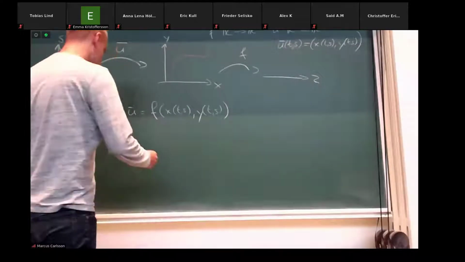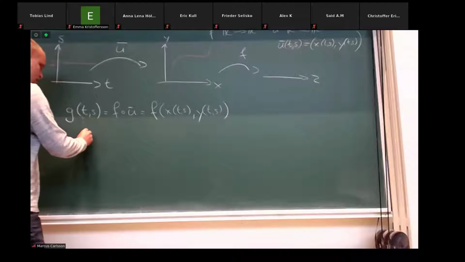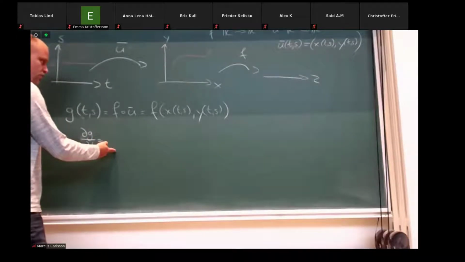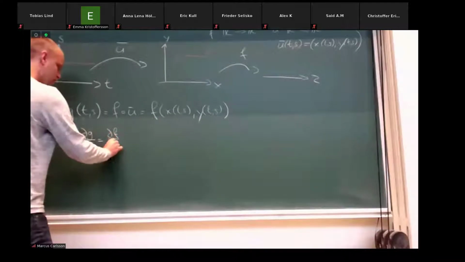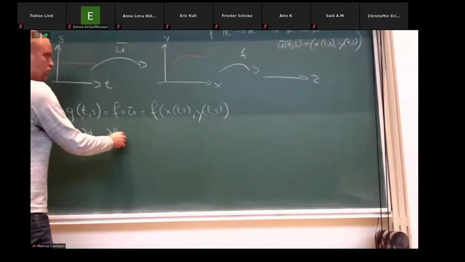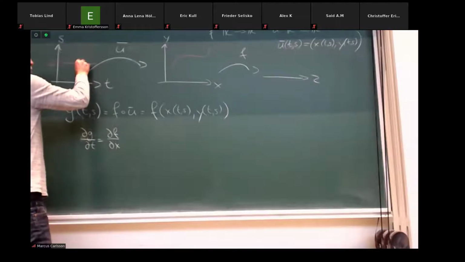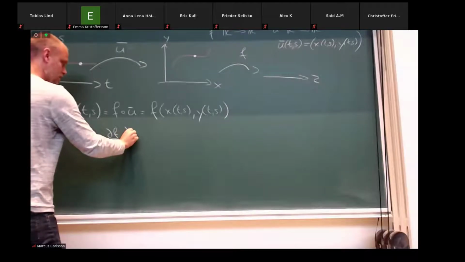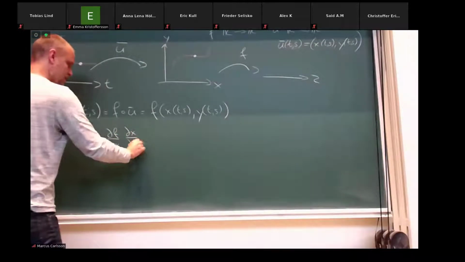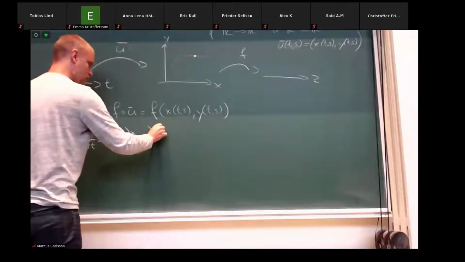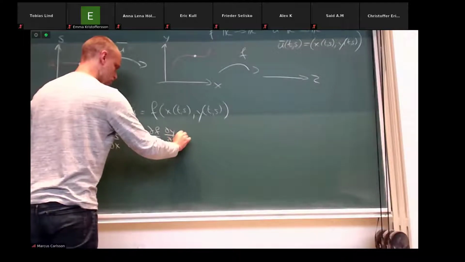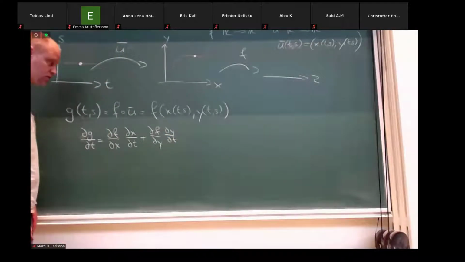So if we use the previous formula we had, dg dt should be equal to, well, what was the formula? It was df dx evaluated where? Well, of course, wherever we are at that point, times dx dt. And then we had to do the same for the second variable. All right? That's all there is to it.